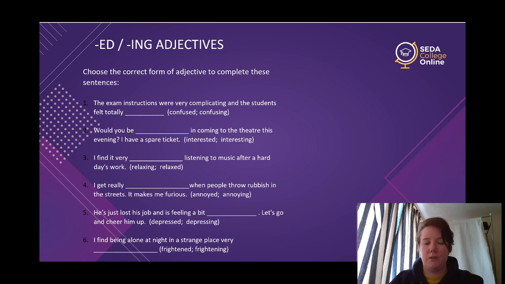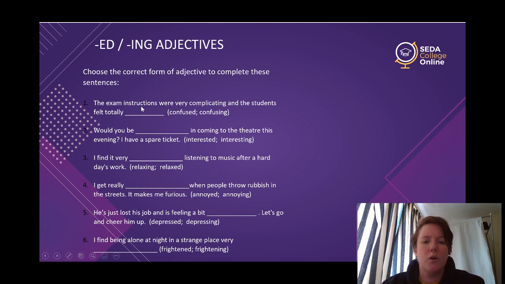There's two in the first one, two here, two here, two here, two here, and two here. I want you just to write down the correct one for each of the sentences, okay? So I will read, and as I read, maybe write down the correct answer. The exam instructions were very complicating, and the students felt totally... So again, are you describing the feelings of the students or the feelings of the situation here?